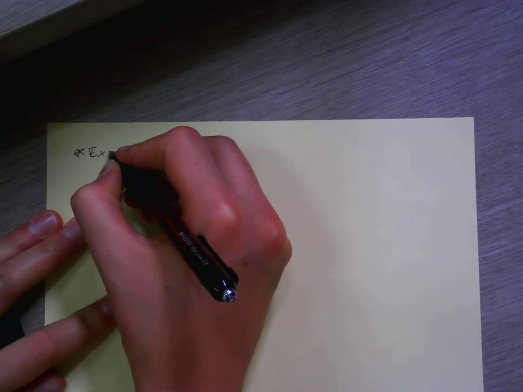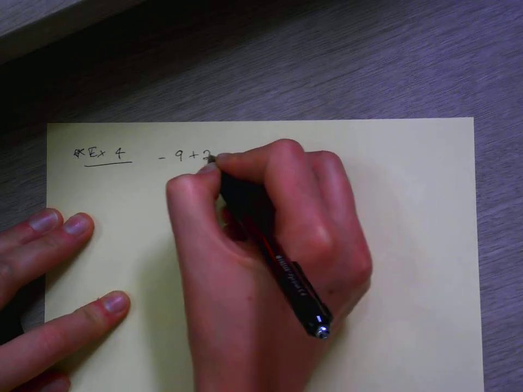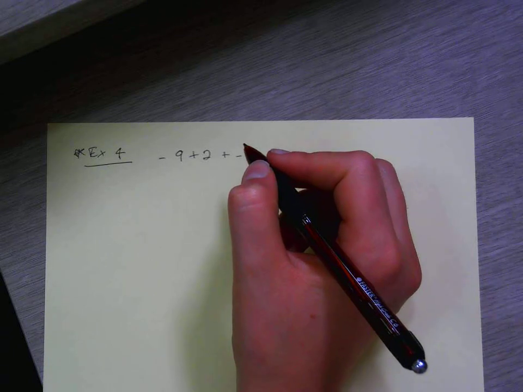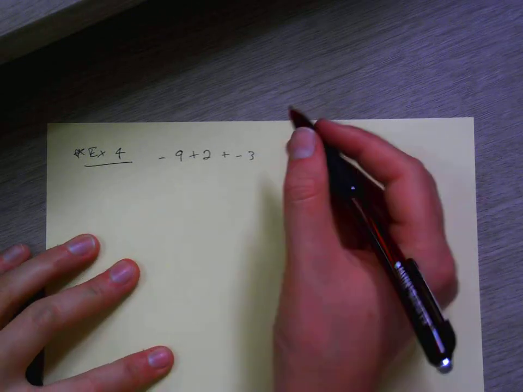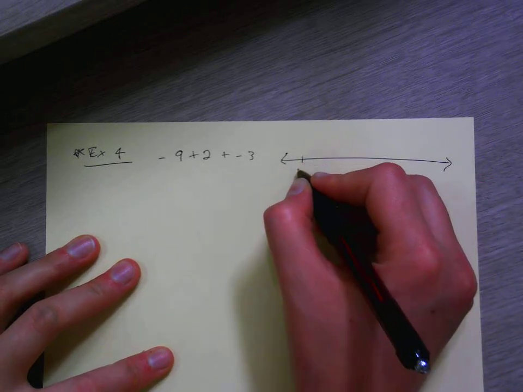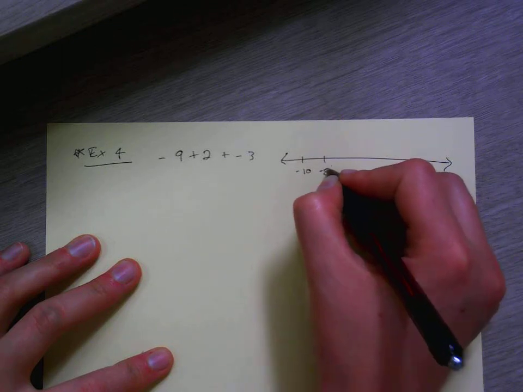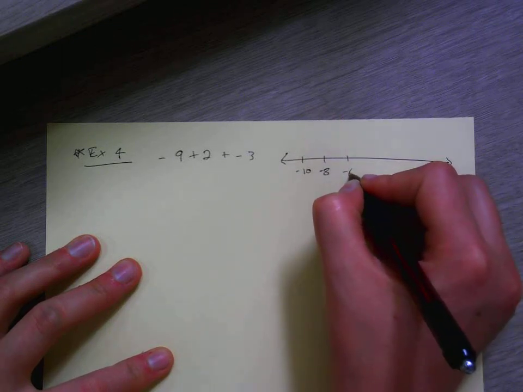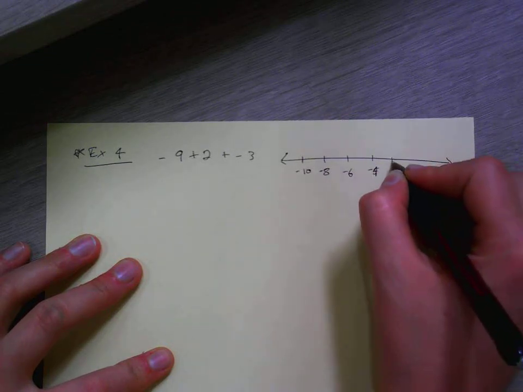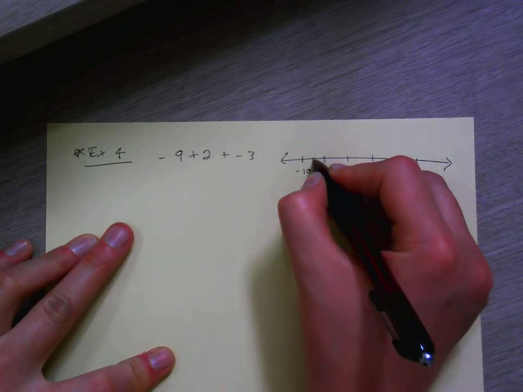Example 4. -9 plus 2 plus -3. We can do the same thing on a number line where we are moving multiple times. So for here, we need to start at, I'm going to write these on first. 8, -6, -4, -2, 0. We're going by 2's. If we start at -9, it'll be here between the 10 and the 8.